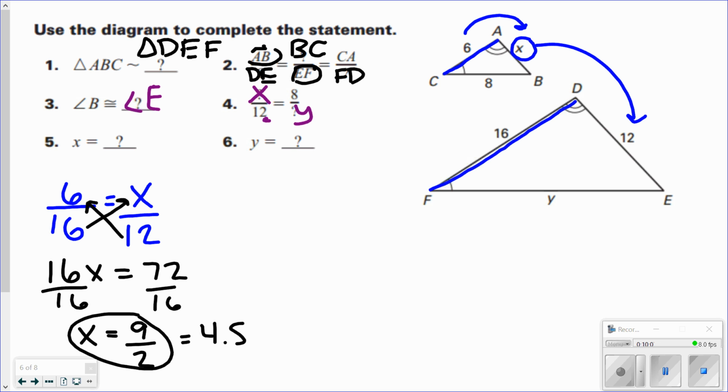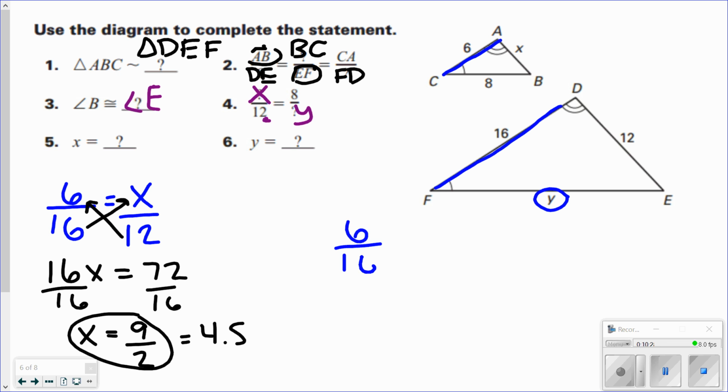All right, so next we need to figure out what Y is. Y is in this triangle here. So once again, the only two sides of the triangles that we know for sure, or that are pretty numbers, I'm going to use these again. So my ratio would be 6 over 16, the same one as I did for my last answer, is equal to. Now Y compares to 8. Since I used 6 in the numerator, I'm going to need to use 8 in the numerator for my second ratio. That's going to be divided by Y.